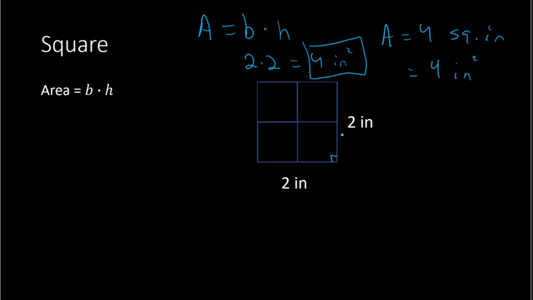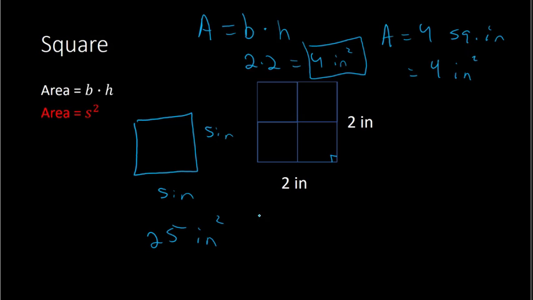And with a square, by the way, each side is the same length. So sometimes you'll see this written as side times side, or side squared. So if your square, let's say, was 5 inches by 5 inches, we just take 5 times 5 to get our area, or think of that as 5 squared, which is the same thing as 5 times 5, or 25 square inches.